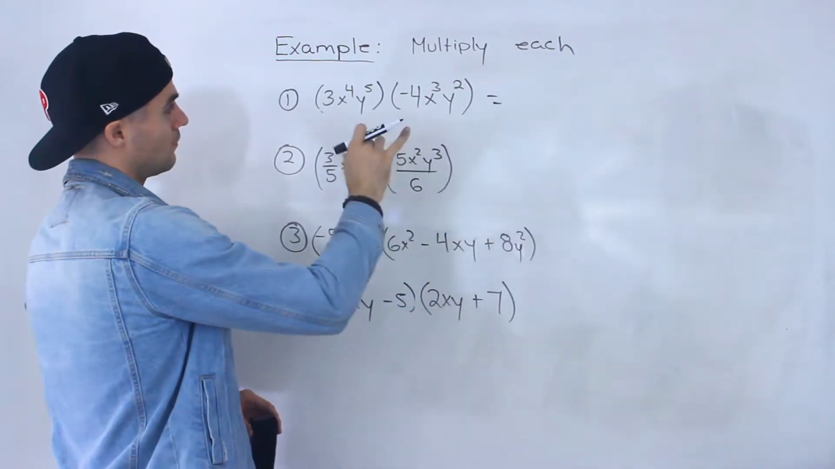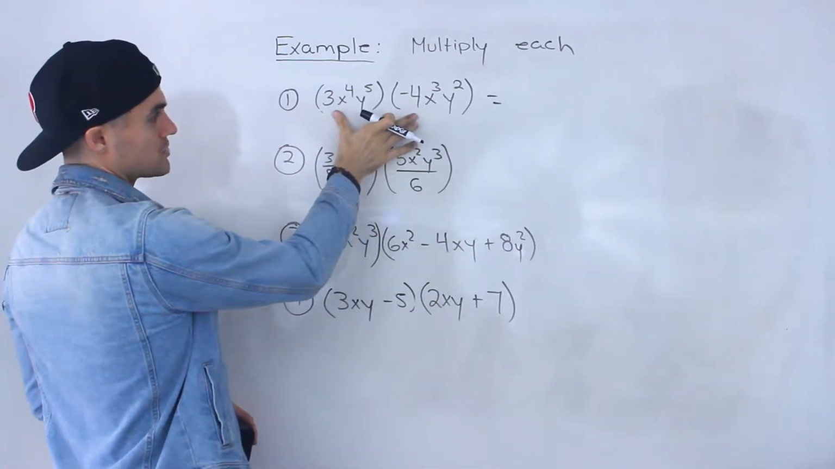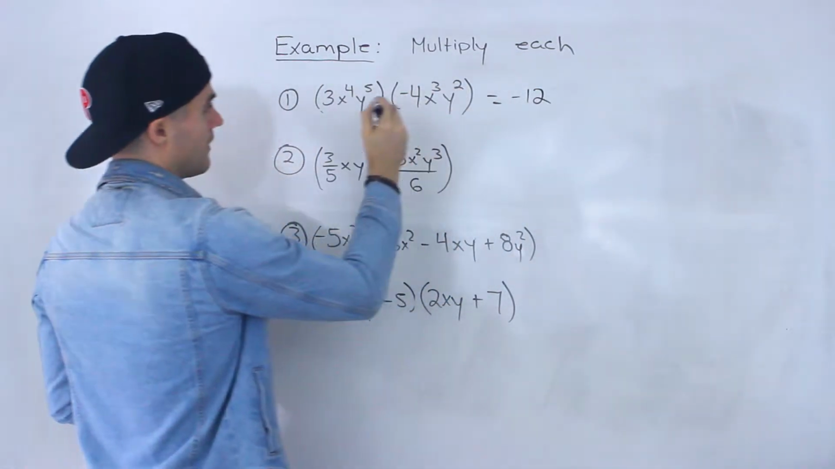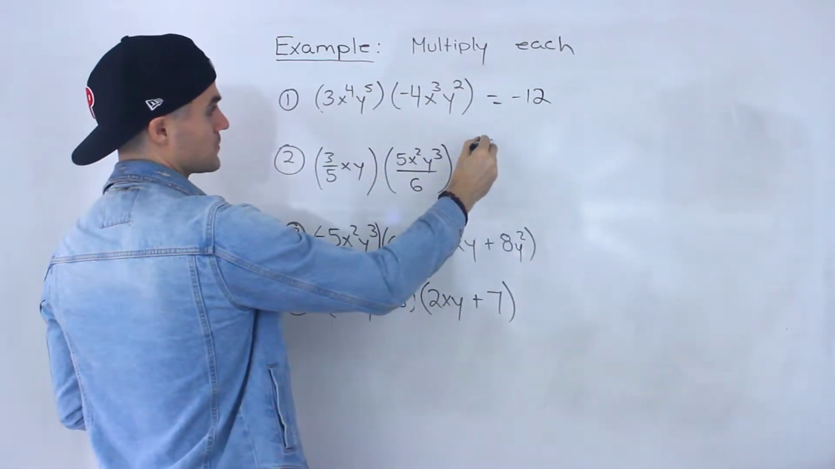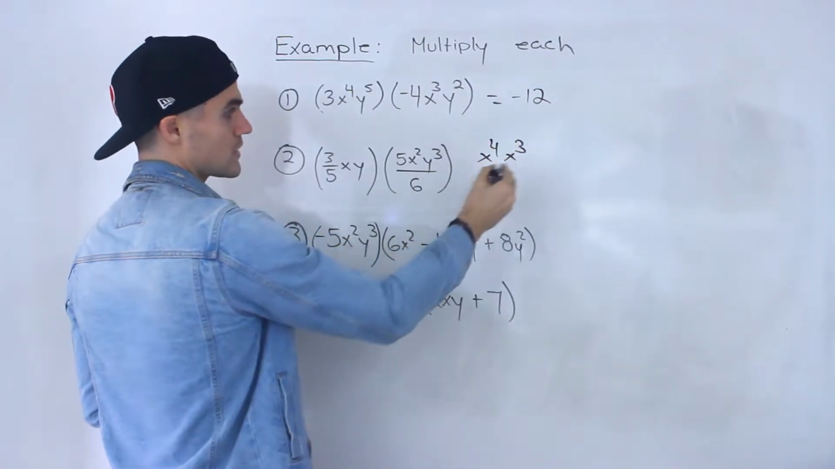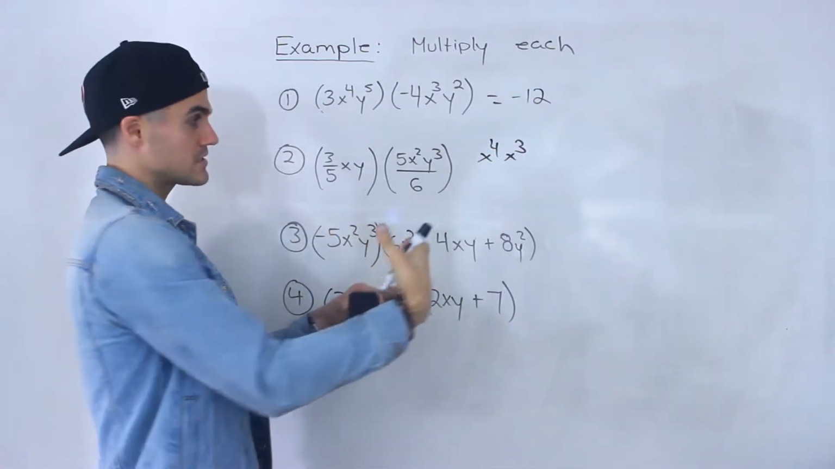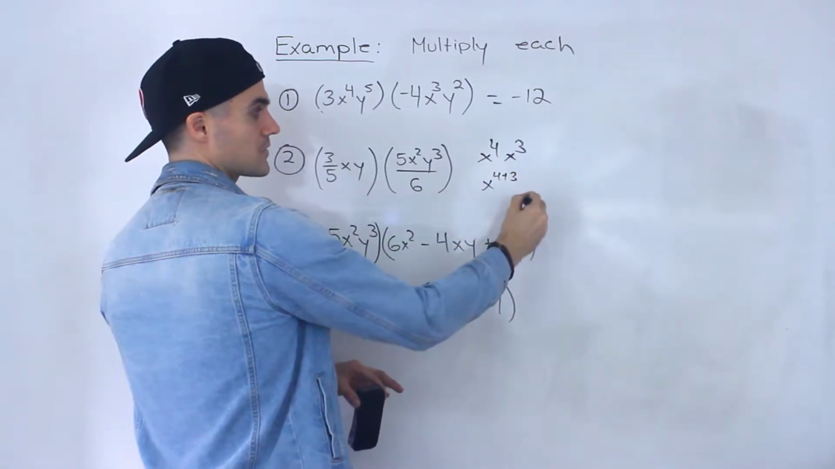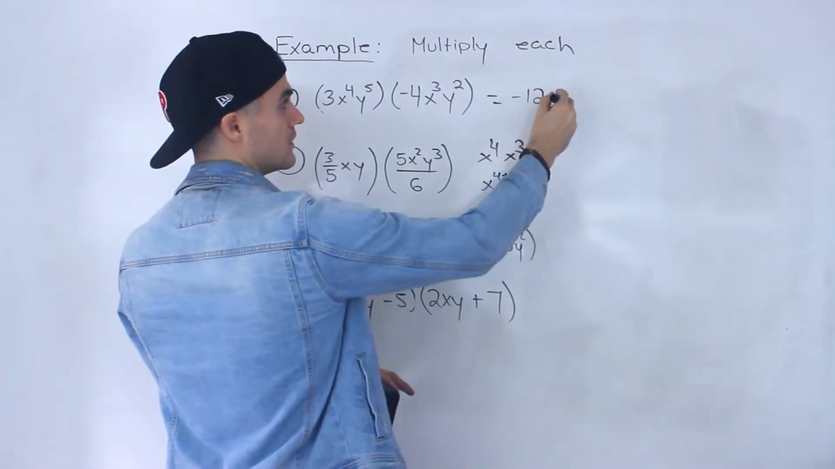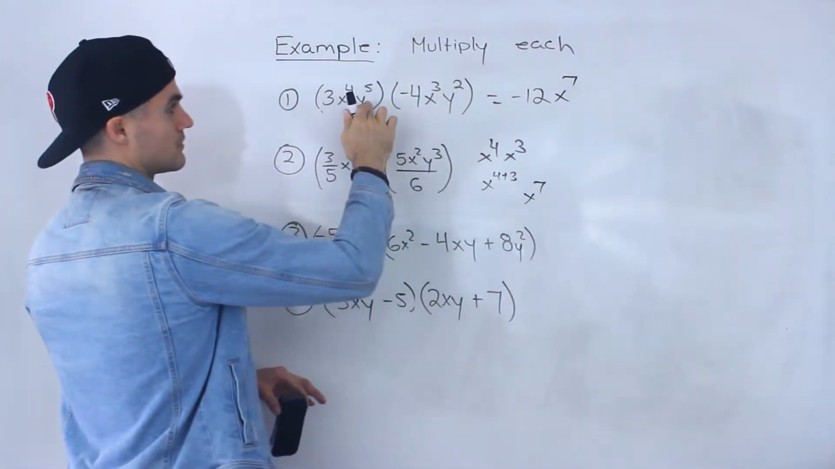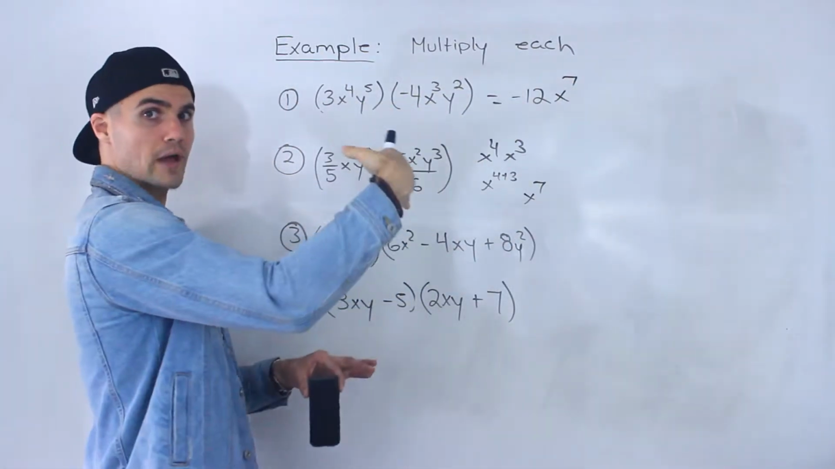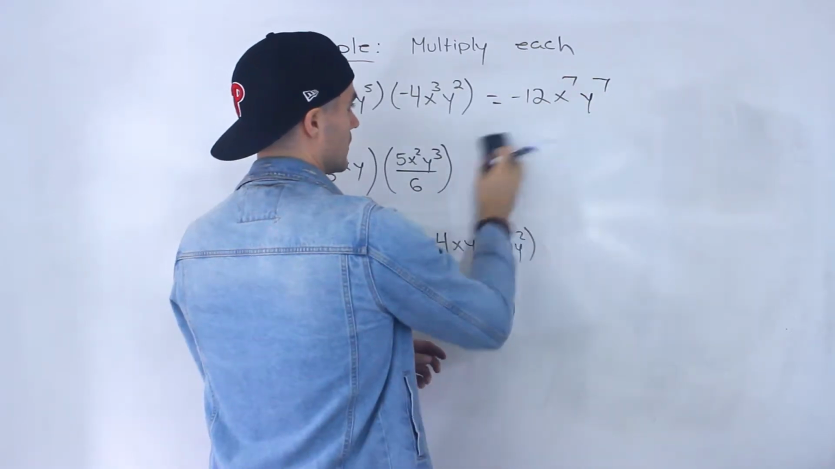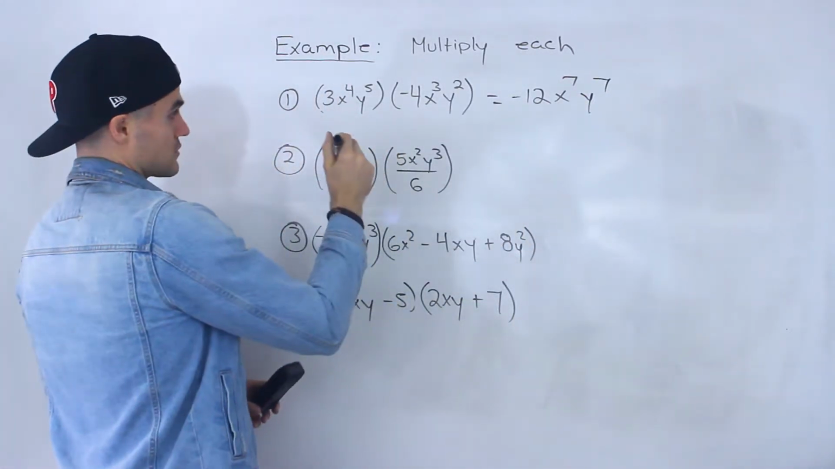So what I'm going to do is multiply the numbers together. So 3 times negative 4 is negative 12. And then I'm going to multiply the x values together. So we'd have x to the 4 times x to the 3. Notice that if we're multiplying exponents that have the same base, we can just add those exponents. So that would be x to the 7, y to the 5 times y to the 2, add the exponents, y to the 7 there. So that's the final answer for number 1.